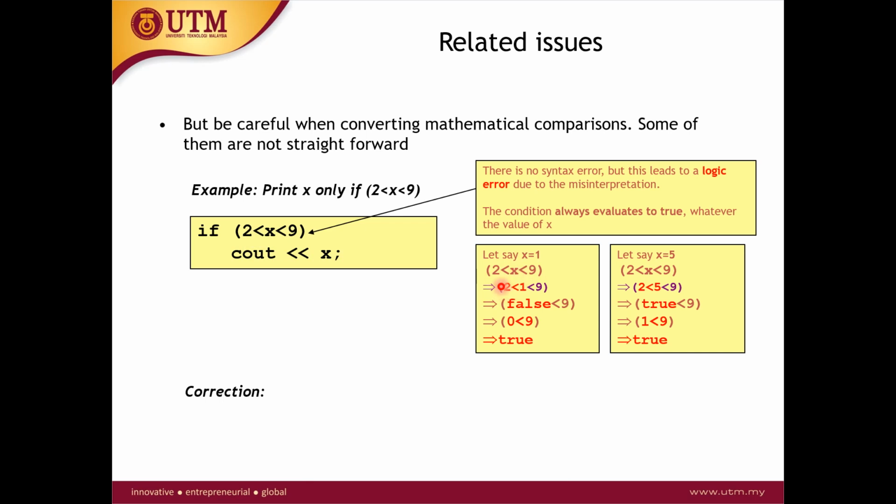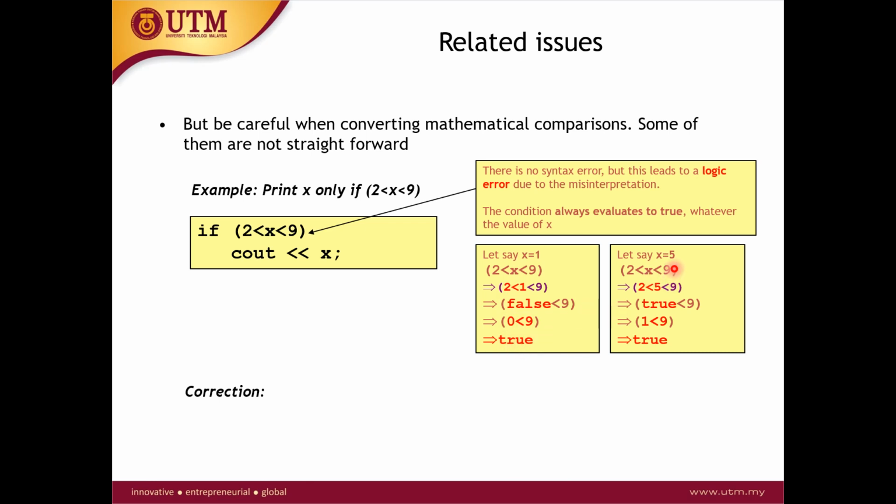But what is going to be shown here? That's right, is 2 smaller than 1? No, so it gives you false. First, this one is going to be evaluated. So the false is how much? 0. 0 is less than 9? Yes, true. So the true is going to be shown.